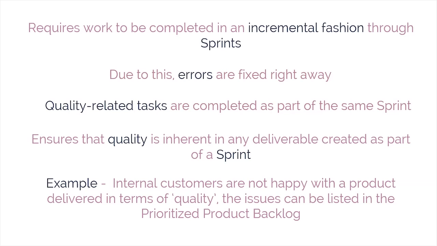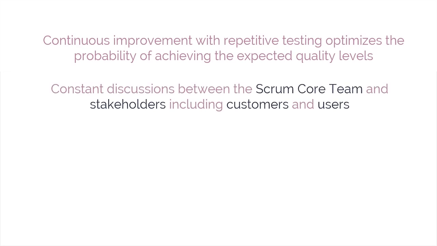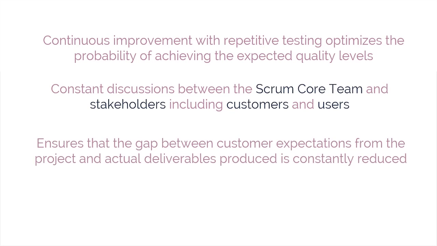These kinds of issues will be addressed during the sprints, and the team will try to fix them so that quality is not compromised. Thus, continuous improvement with repetitive testing optimizes the probability of achieving the expected quality levels in a Scrum project. Constant discussions between the Scrum core team and stakeholders, including customers and users, with actual increments of the product being delivered at the end of every sprint, ensures that the gap between customer expectations from the project and actual deliverables produced is constantly reduced. The Scrum Guidance Body may also provide guidelines about quality, which may be relevant to all Scrum projects in the organization.